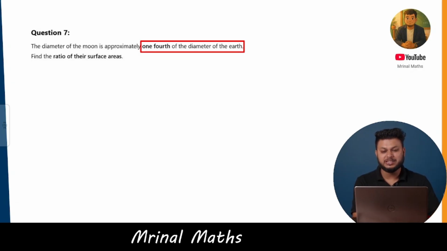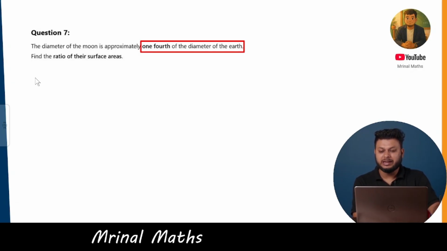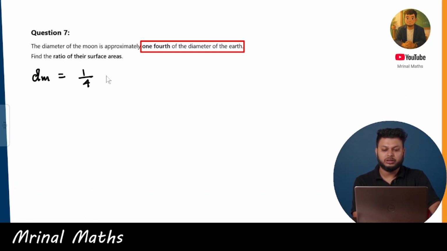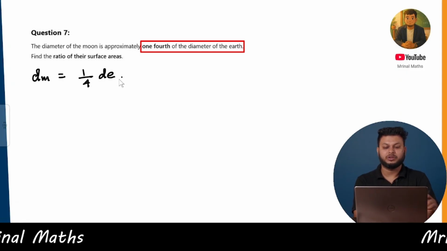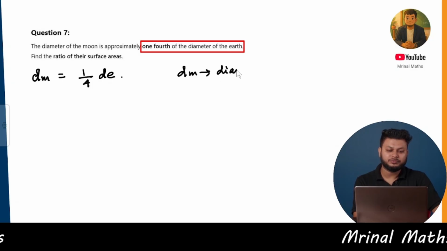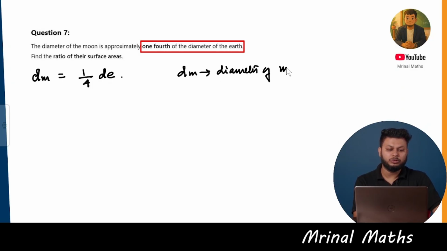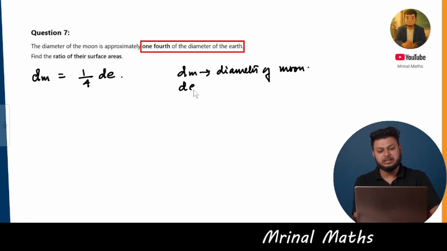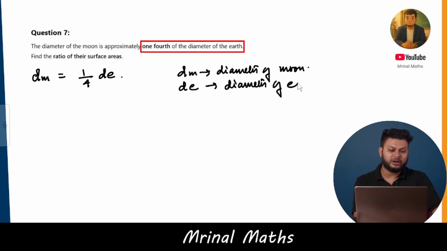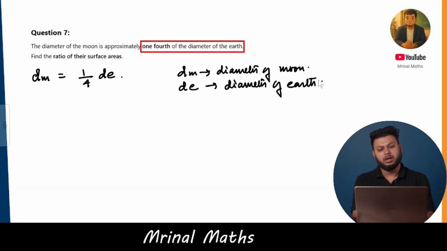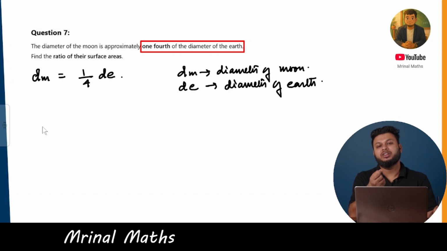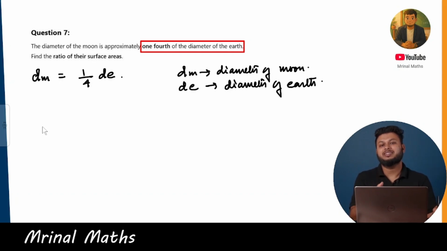Now as per the given instruction in the question, they say the diameter of the moon is 1/4 the diameter of the earth. So dm is represented for diameter of moon and de is for representing diameter of earth. As you know, for finding the surface area, we need to find its radius. So radius is equal to diameter by 2.